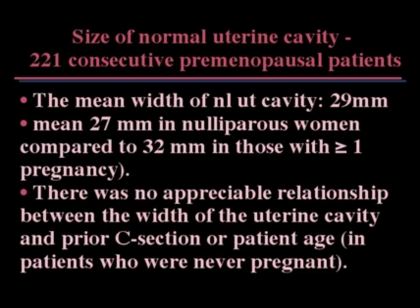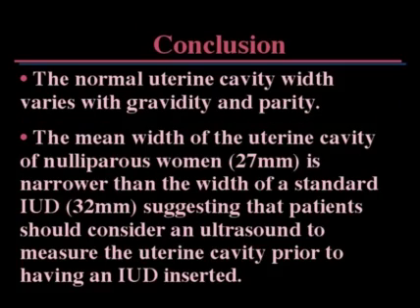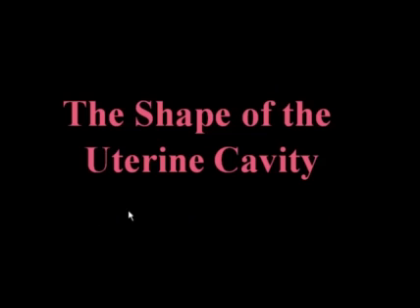Now, the width of the uterine cavity in a large number of patients that we looked at is 29 millimeters, and in nulliparous patients it is 27 millimeters compared to 32 millimeters in those with one or more pregnancies. So clearly the more pregnancies you have, the wider the uterine cavity, and no wonder that those with a nulliparous uterus have a cavity that is only 27 millimeters in size.